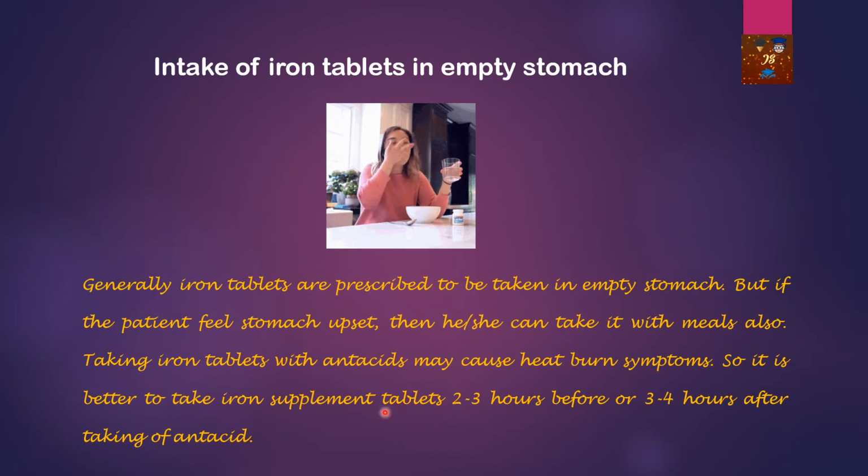Taking iron tablets with antacids may cause heartburn symptoms. So it is better to take iron supplement tablets 2 to 3 hours before or 3 to 4 hours after the antacid. While taking iron supplement tablets, we have to remember that they should not be taken on an empty stomach. It may cause irritation in the stomach, so it is better to keep a reliable gap between taking the antacids and the iron supplement tablets.